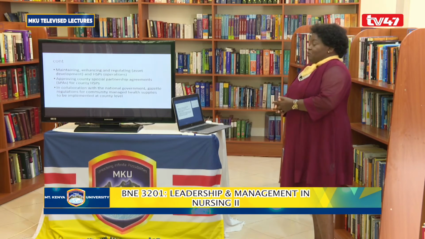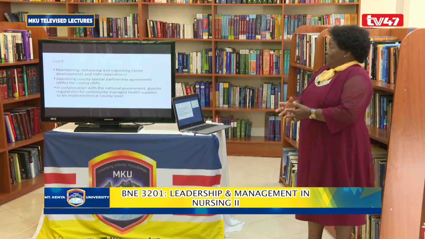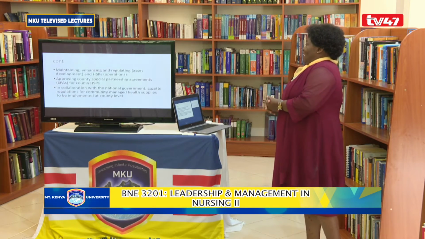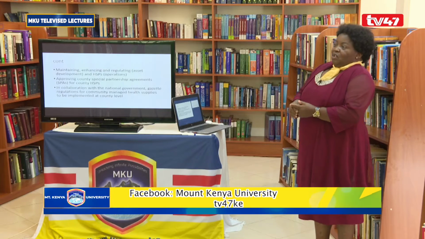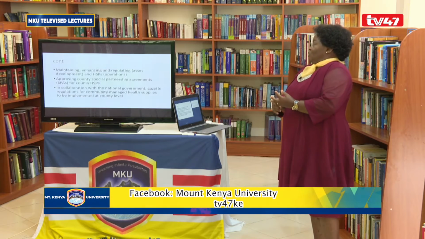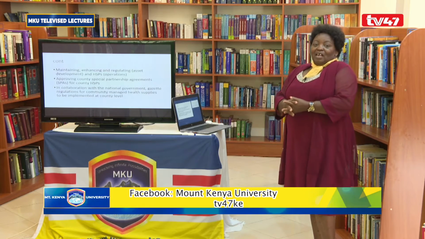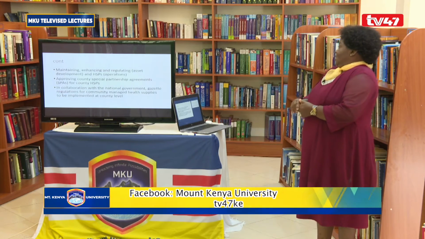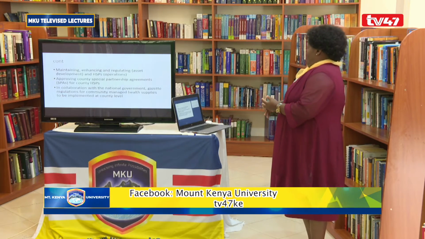Now, in collaboration with the national government, the two levels, national and county, coordinate and consult each other. The national government gazettes regulations for community managed health supplies to be implemented at the county level. Like now, the overall in charge of health services of the Kenya government is the Ministry of Health, but they consult with the counties in planning and in the provision of health services.